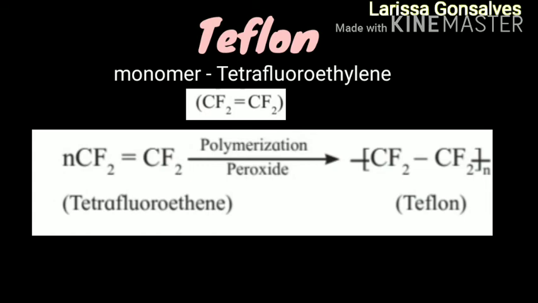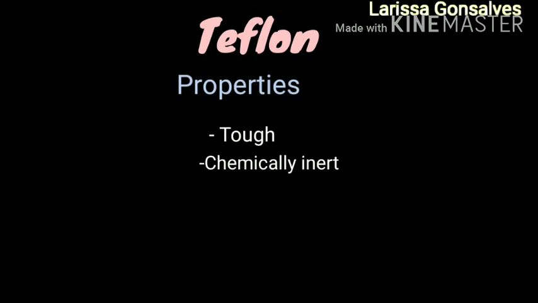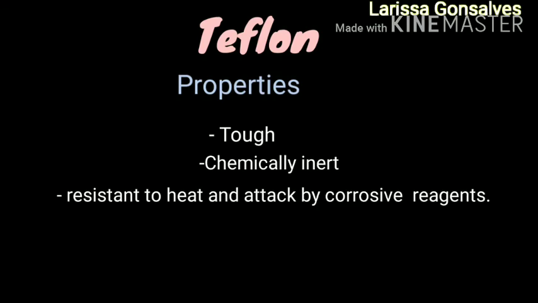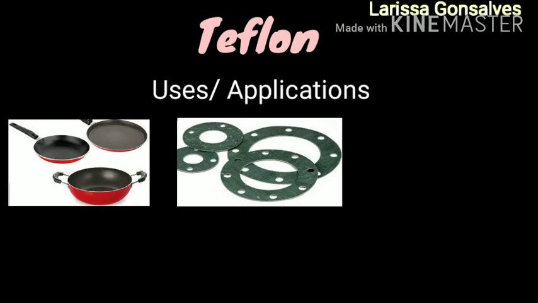Tetrafluoroethene is polymerized using a free radical initiator like hydrogen peroxide or ammonium persulfate at high pressure, which results in the formation of Teflon. Properties of Teflon are: it is tough, it is chemically inert and resistant to heat and attack by corrosive agents. The bond between carbon and fluorine is very difficult to break. Hence, it remains unaffected even after the attack of corrosive alkali or organic solvent. Teflon is used for the preparation of non-stick cookwares, gaskets, oil seals, etc.